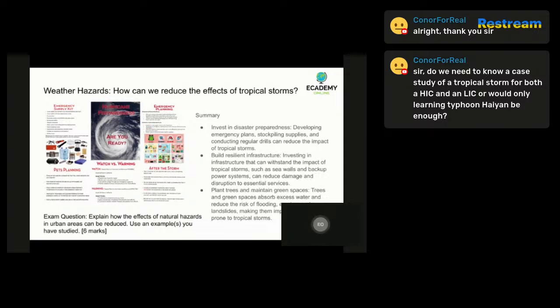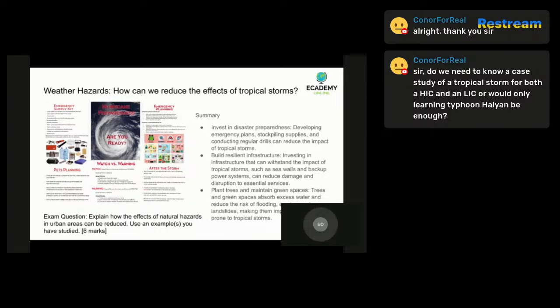So this exam question explained how the effects of natural hazards in urban areas can be reduced using an example that you studied. The natural hazard doesn't necessarily have to be weather hazards. So you could talk about tectonics, for example, or an earthquake example in your answer. But if it's under weather hazards, there's been lots of questions around that. It's absolutely fine for you to talk about damage caused by weather hazards as well.